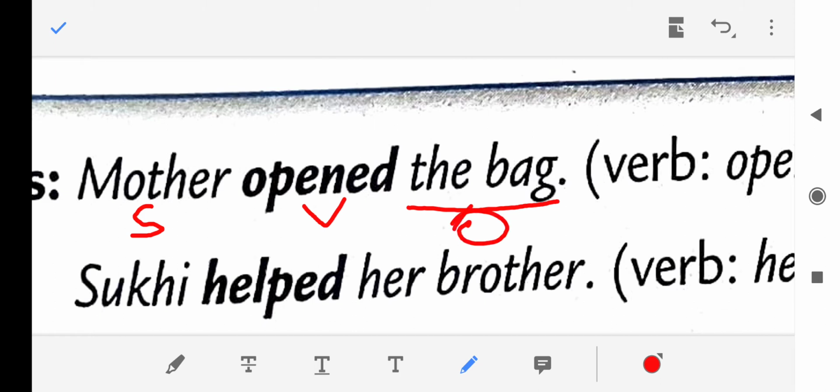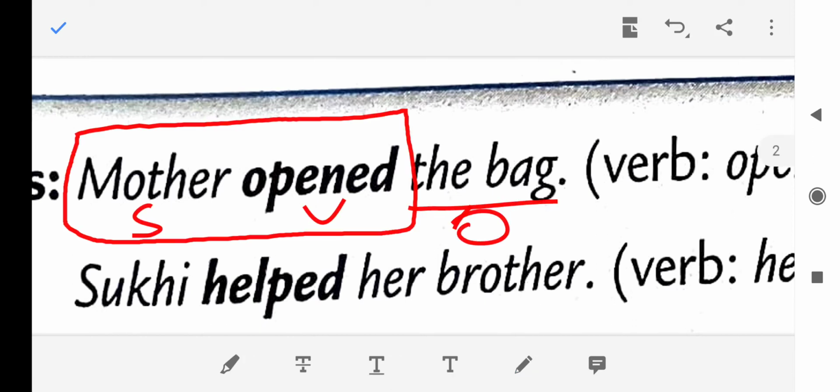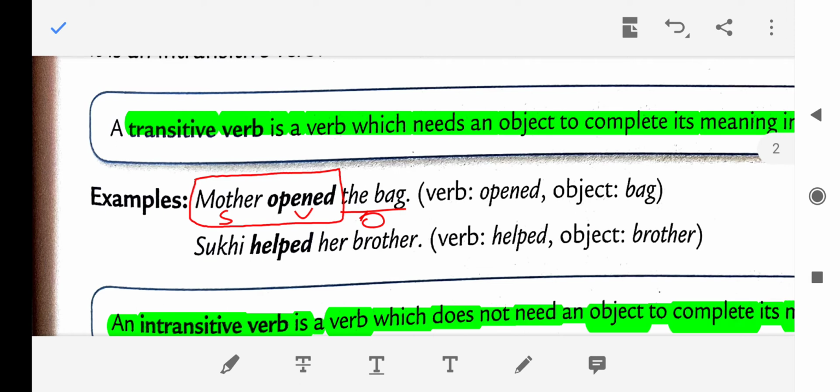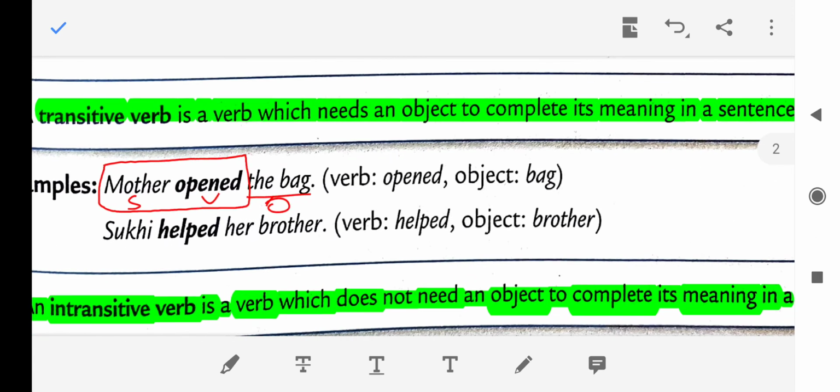If we leave the sentence just by saying that mother opened, the meaning remains incomplete. We don't know what mother has opened, a jar or anything else that could be. So to complete the meaning of the sentence, we need an object. A transitive verb is a verb that needs an object to complete its meaning in a sentence.